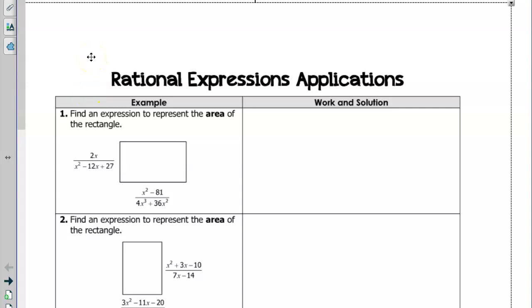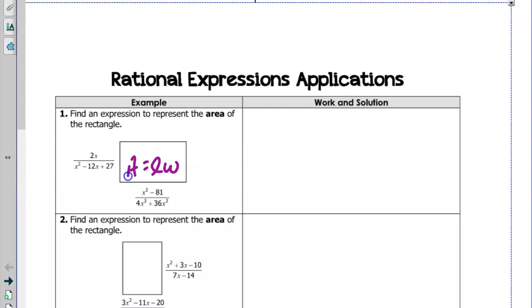Alright, number 1, find an expression to represent the area of the rectangle. They give you 2x over x squared minus 12x plus 27 for one side, and x squared minus 81 over 4x cubed plus 36x squared. What is the area formula? Well, that would be multiplication. Yep, area is length times width. This is the note taken.